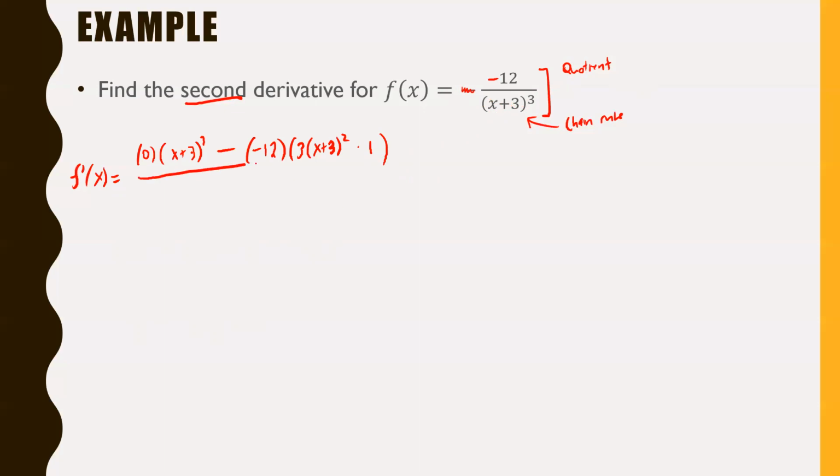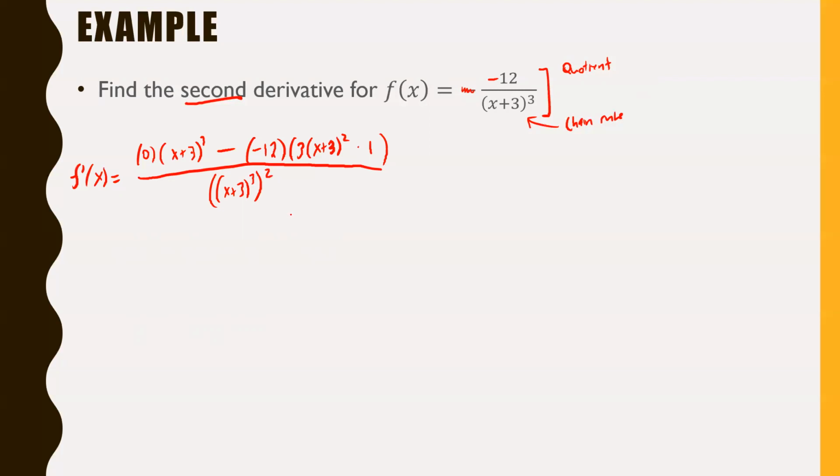Anyway, this is all going to be divided by, and this is the weird part of quotient rule, I find people often forget this last step, it's all divided by the original denominator squared. So it'll be x plus 3 cubed all squared.